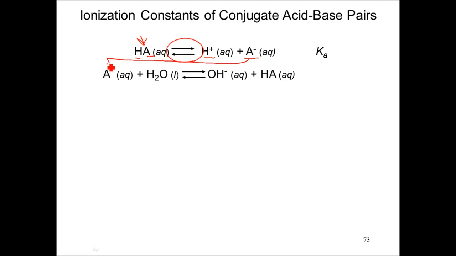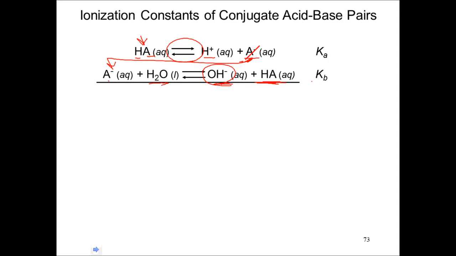Now, take your weak anion and add it to water, and you will get your Kb value. Your anion, this base that was formed here, is going to react with water, and you will get your hydroxide ion, and you will recover your acid, and that will be determined by a Kb.